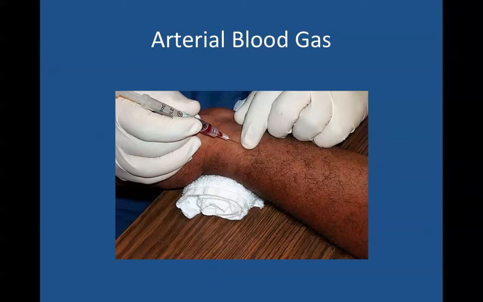An arterial blood gas is something that we can order as physicians, and usually it's drawn by a respiratory therapist, or we can draw them ourselves. And what you're seeing here is the therapist using a needle to puncture the radial artery and obtain blood directly from the artery, as opposed to a vein, which is where we normally draw most of our blood samples from.